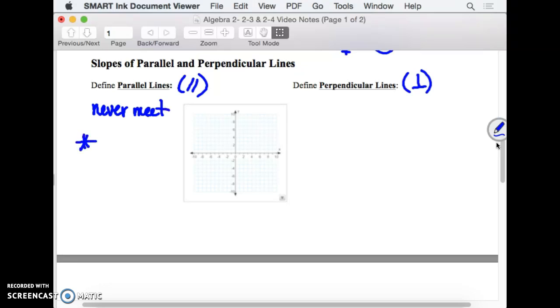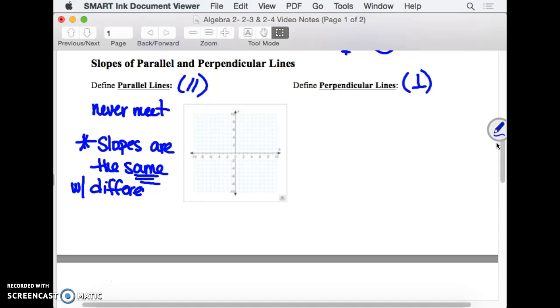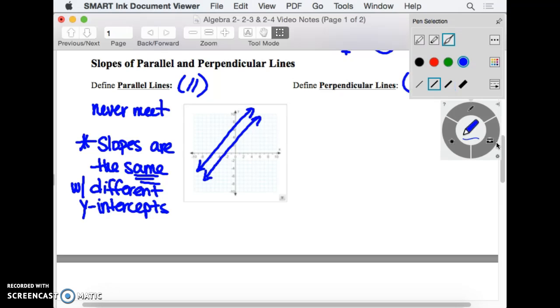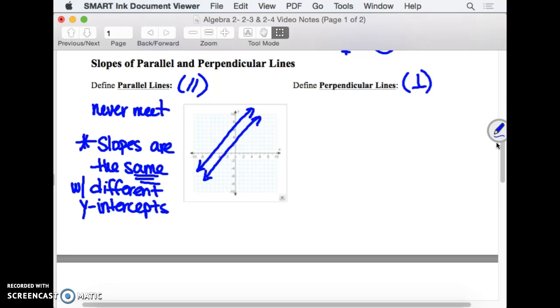In terms of their slopes, parallel lines are the same, with different y-intercepts, okay? So here's an example of parallel lines right here. The slopes are the same, their y-intercepts are different. If the y-intercepts were not different, they would be the exact same line. So that's why we have to define it that way.